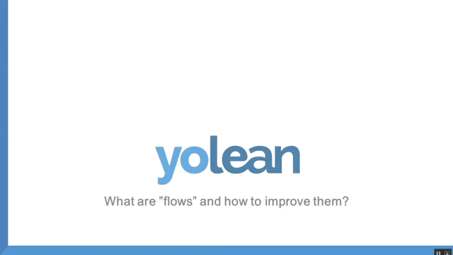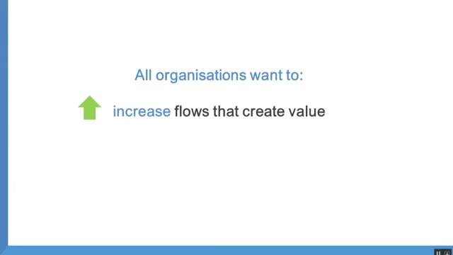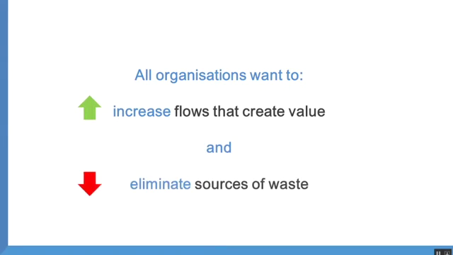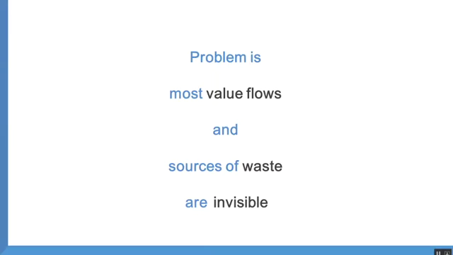In this video, we will talk about different types of flows in an organization and how Yolean can help you make them more visible and effective. Lean philosophy can be summarized with the following statement. All organizations want to increase flows that create value and eliminate sources of waste. The problem is, most value flows and sources of waste are invisible.